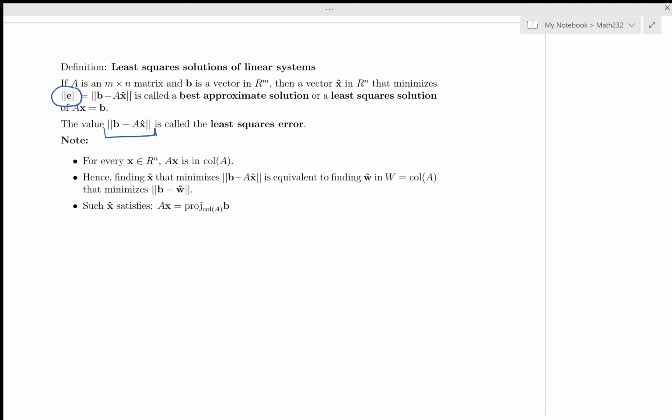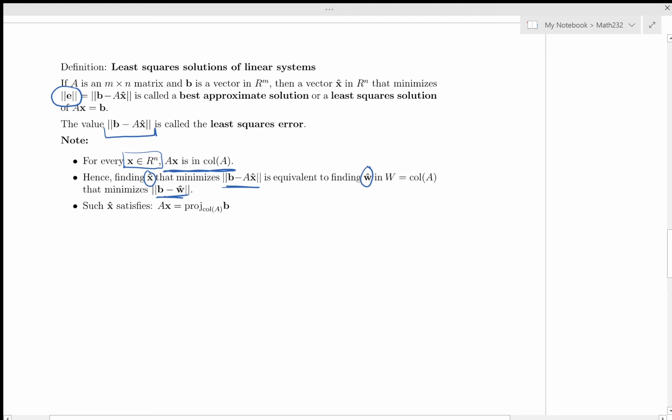Now, we have a couple of things to notice here. That is, when we choose any x in Rn, Ax is in the column space of A. Think of it as a linear combination. Ax is a linear combination of the columns of A. So finding the x hat that minimizes this guy here is equivalent to finding W hat in the column space of the matrix where this guy is minimized.